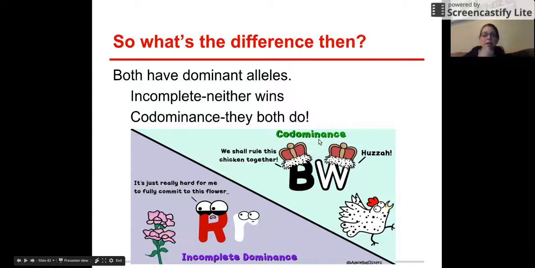So for codominance, I would maybe write down spots and stripes if that helps you remember. Think of a Dalmatian. You see the black genotype and the white genotype. Think of a zebra. You see the black genotype. You see the white genotype.